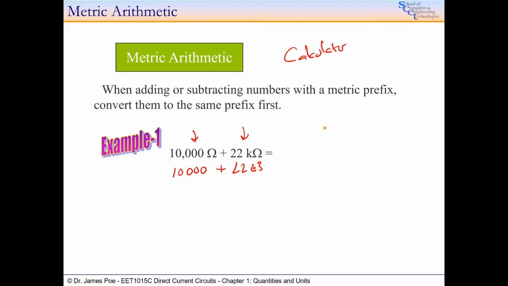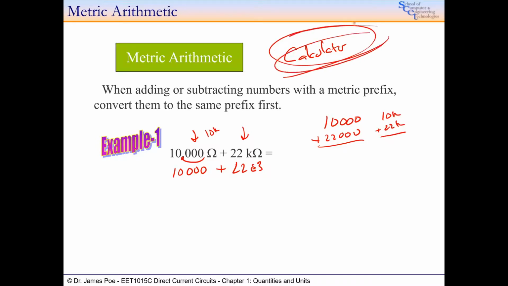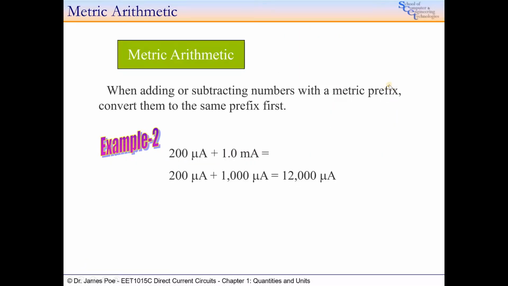And so the other way you could do this would just be 10,000 plus 22,000. Or alternatively, since we can see that this is 10K, if I move that over by 3, we could do 10K plus 22K. Whichever you find easiest. Same thing here, convert them both to one or the other, or use your calculator.